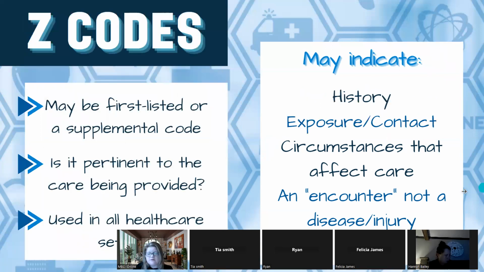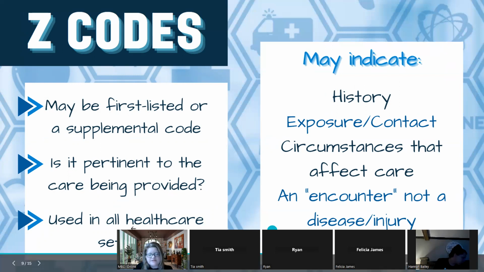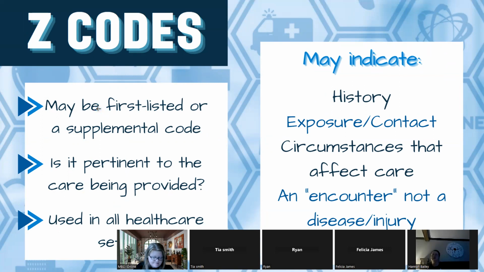All right. So let's talk a little bit about Z codes. A lot of y'all had questions about Z codes. So let's look at some important points. All right, Z codes. They may be the first listed or they may not be. Some have to be first listed. Like, right off the top of my head, Z00.00. If you use that code, it's always first listed, regardless of what else is coming with it. It's always the first listed code.